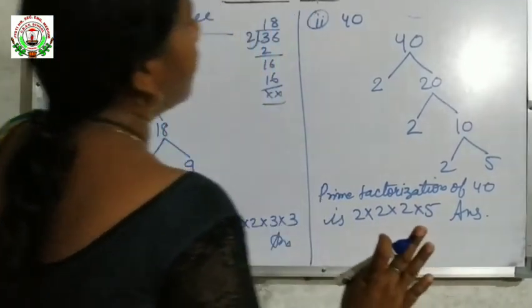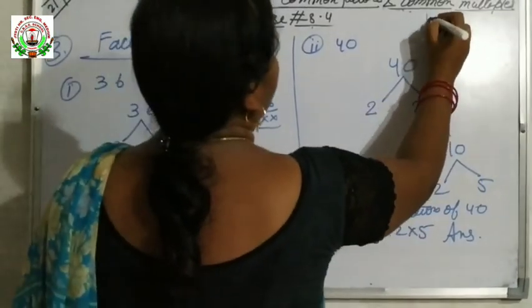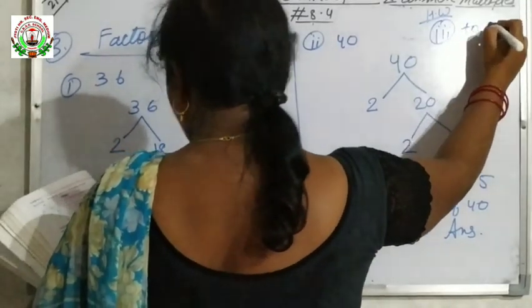So 2 methods we have learned: the division method and the factor tree method. You will try to do it. It is your homework, question number 3 to 8.